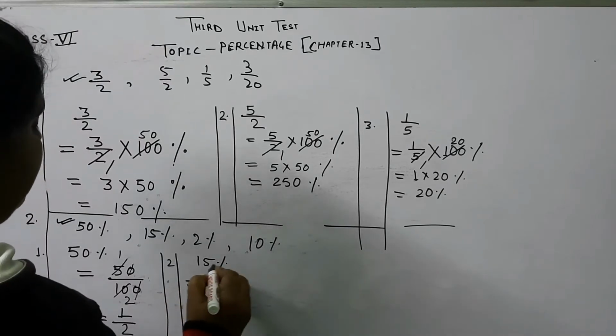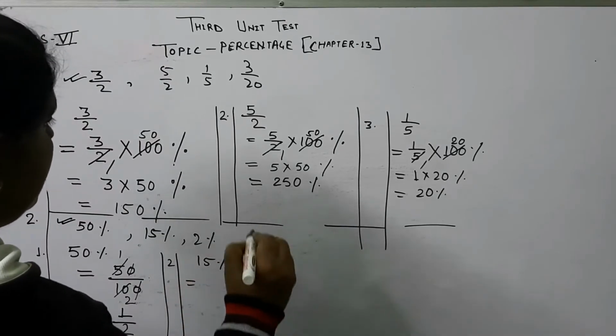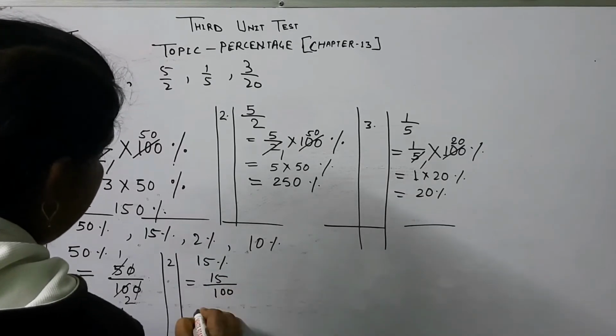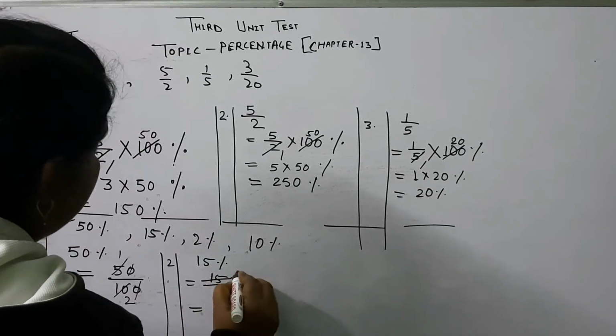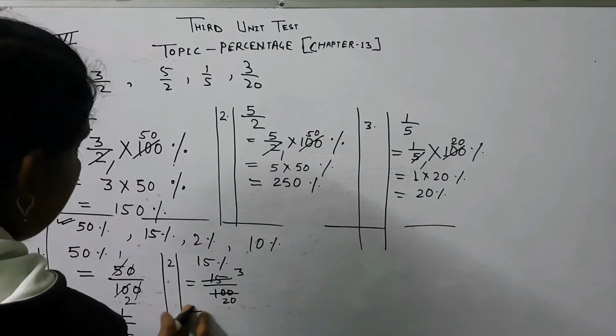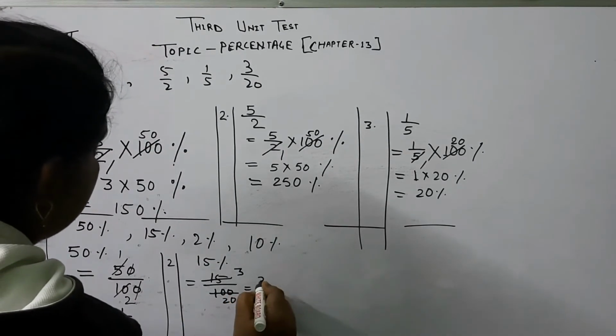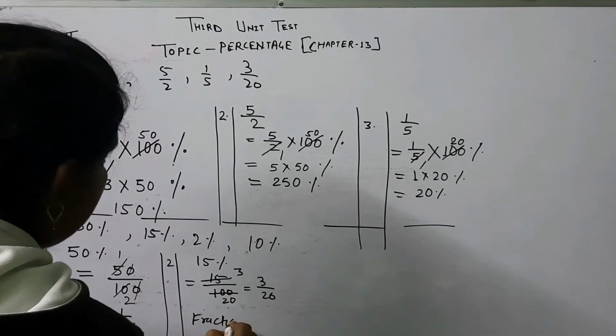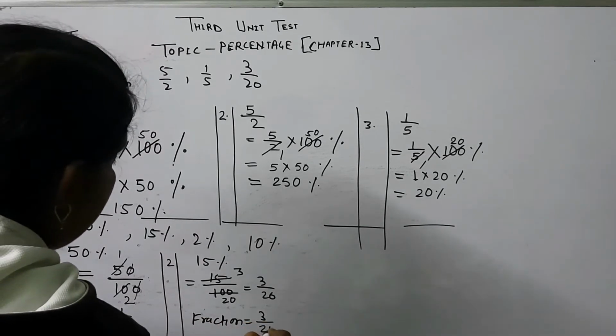Take the next question, that is question 2, 15%. I told you percent means per 100. 15 divided by 100. Reduce this number. 5 threes are 15, 5 twos are 10, 5 zeros are 0. Then what is the fraction here? 3 by 20. Write the fraction. Fraction is here 3 by 20.